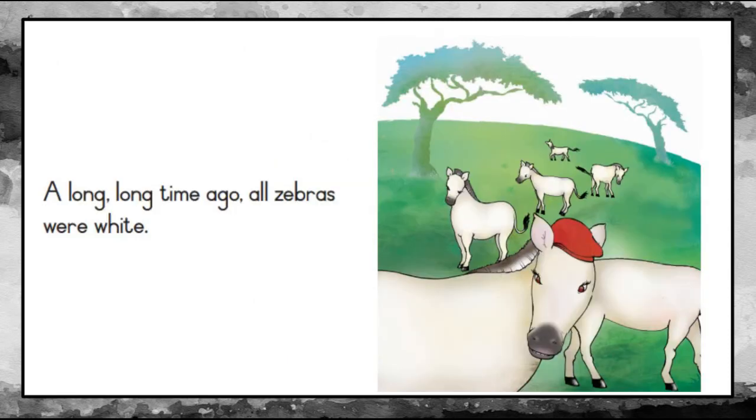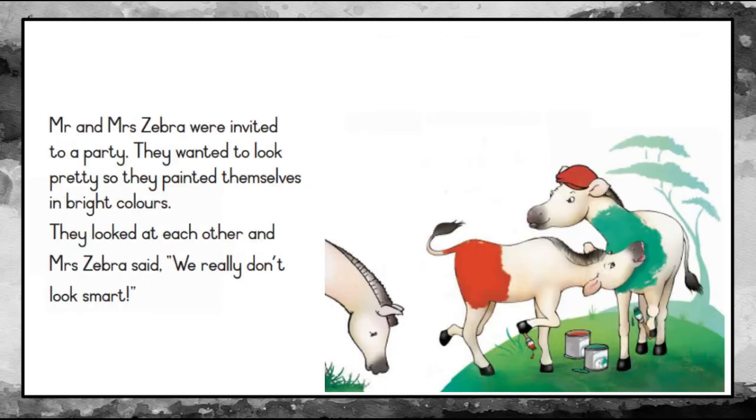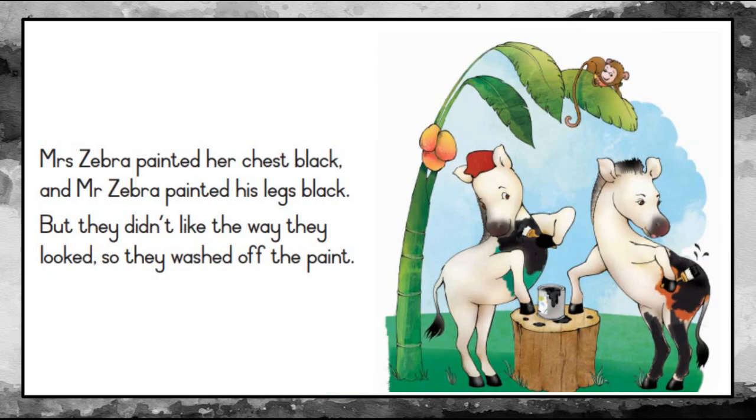A long, long time ago, all zebras were white. Mr. and Mrs. Zebra were invited to a party. They wanted to look pretty, so they painted themselves in bright colors. They looked at each other and Mrs. Zebra said, "We really don't look smart." Mrs. Zebra painted her chest black and Mr. Zebra painted his legs black, but they didn't like the way they looked, so they washed off the paint.